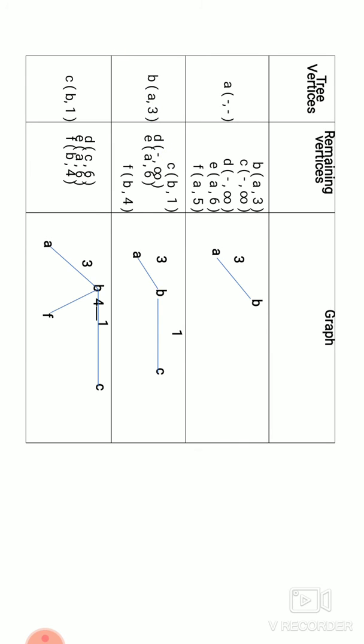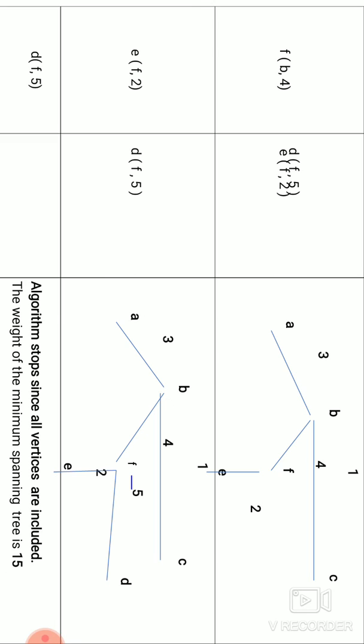So the remaining vertices are D, E, F: D of C comma 6, E of A comma 6, F of B comma 4. Among these three nodes, which is the next vertex that I can visit with minimum edge weight? 4. So that is why the next vertex I reach is F. So here I have a graph A to B, B to C and B to F. Moving on further.